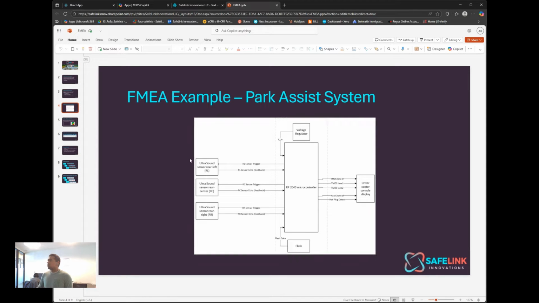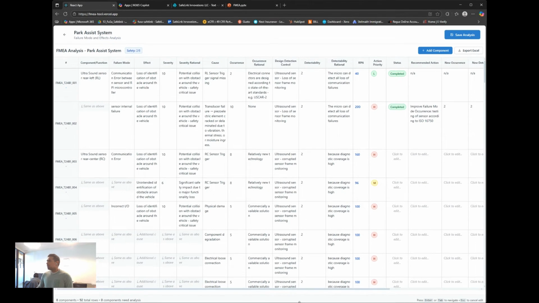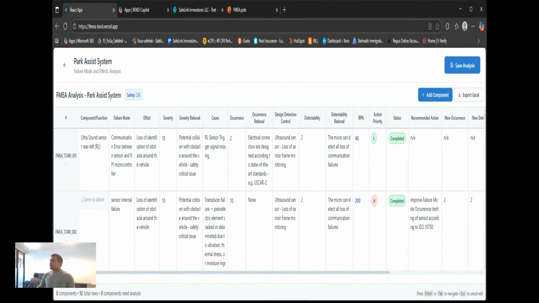Now, I'm going to show you a very simple FMEA here. First things first, we need to identify what is the component for which we're going to perform the FMEA. In this case, the component is the ultrasound sensor. Then we have to identify failure modes. In this case, we've identified two failure modes. Failure mode one is communication error between the sensor and the microcontroller, because the sensor is communicating, and it could also be an internal communication failure.